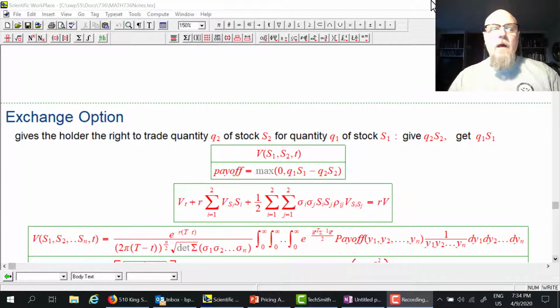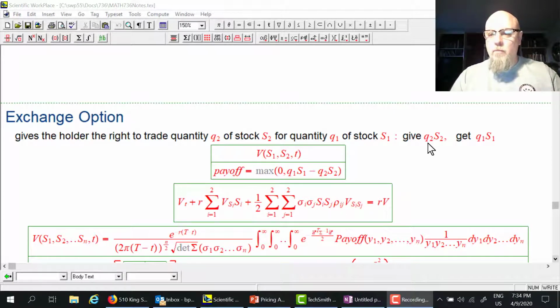So let's look at a particular type of basket option, the exchange option. It involves two stocks, and when you own one of these exchange options, you own the right to trade a quantity, Q2, a number of stocks, S2, for a Q1 of S1. All right, so to straighten that out, you give Q2 of S2.